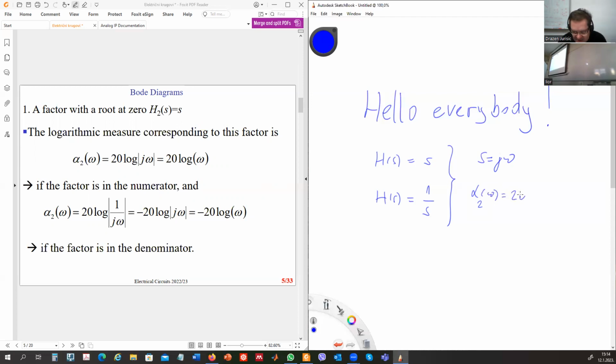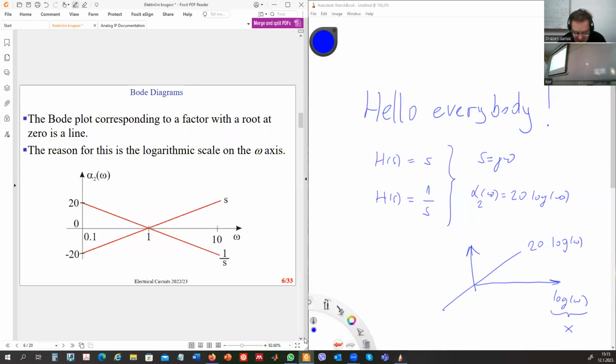Then it is 20 logarithm of omega, and because this here is logarithm of omega, then you have 20 times x. If this is x, then you have 20 times x, or 20 times logarithm of omega, if it is, of course, in the numerator. If it is in the denominator, then it's minus 20. So we can see how it looks like.